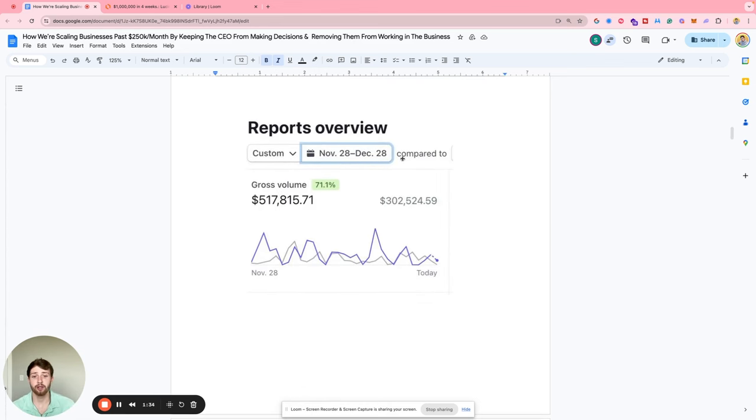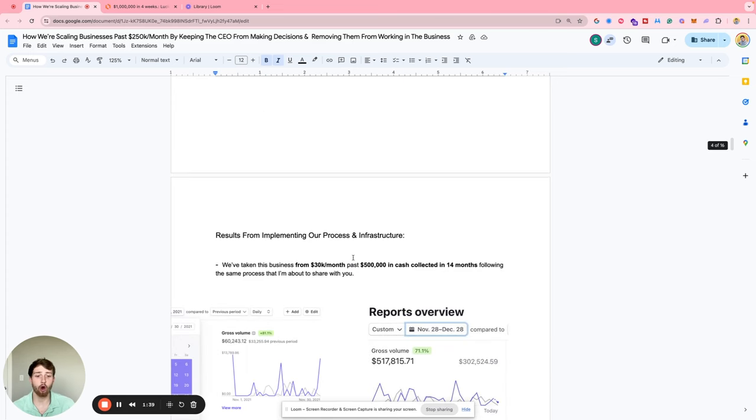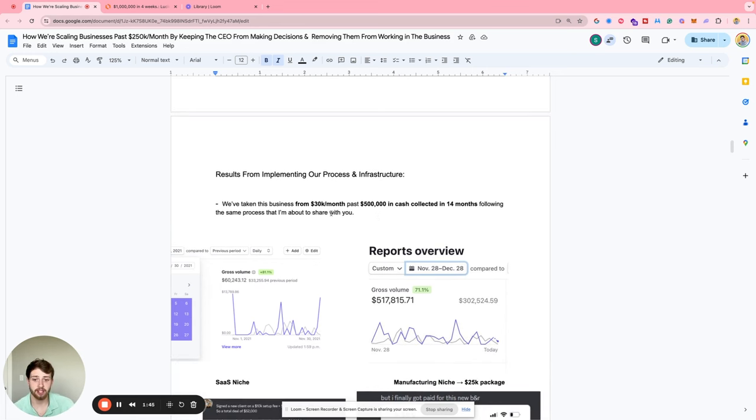And so here's just a month of cash collected in one of my partners' businesses. And we'll go over all the businesses that we've implemented this infrastructure into. And here's some examples right here. So we've taken this business from 30K per month past 500,000 in cash collected in 14 months following the same process that I'm about to share with you.